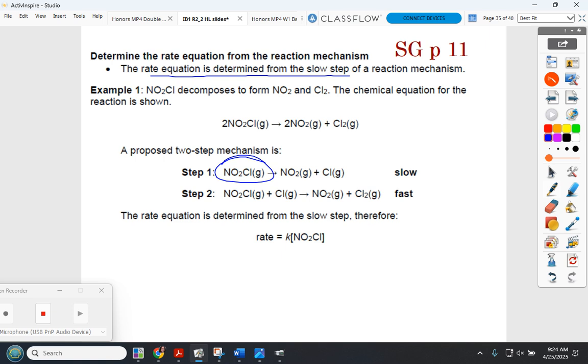And if this was an elementary reaction, we would say that the rate was going to be k times the concentration of this squared, because we have that 2 as a coefficient. So if we were saying this is elementary, we could write that rate equation based on the coefficients of the balanced equation. But we're saying it's not, so instead we're going to write the rate equation based on the slow step of our proposed mechanism.